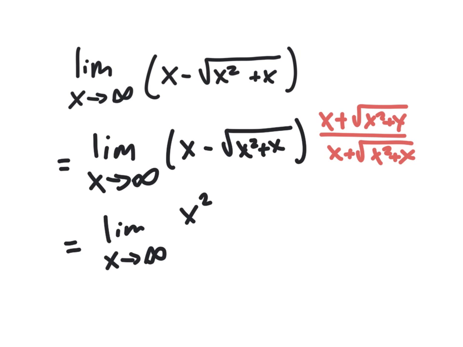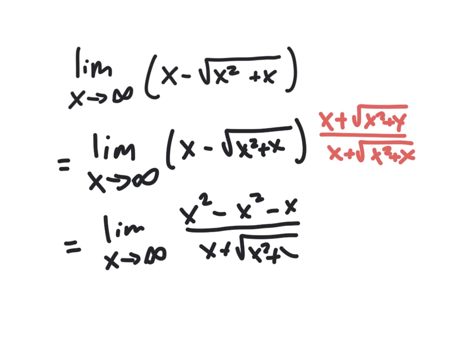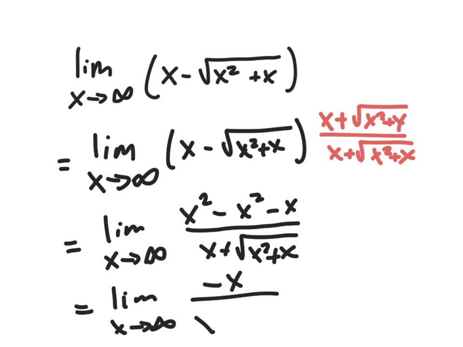x squared minus x over x plus the square root of x squared plus x. And then when we simplify that, I'll squeeze it in at the bottom here, limit as x approaches infinity of negative x over x plus the square root of x squared plus x.